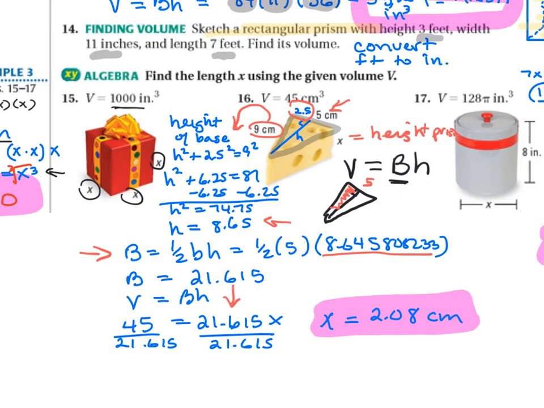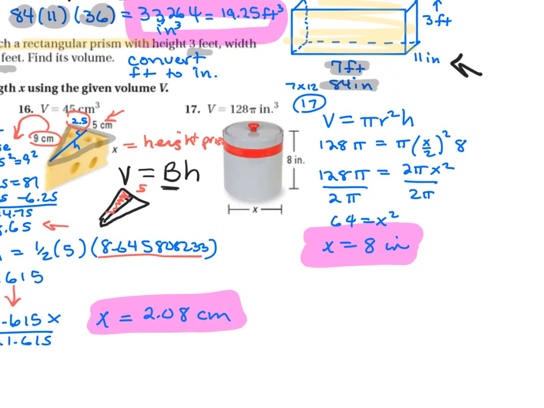Number 17, this is a cylinder. Again, remember your formula for volume of a cylinder is pi r squared height. So again, I'm going to set the formula, pi r squared height, equal to the 128 pi, which is what they gave me, and then solve.